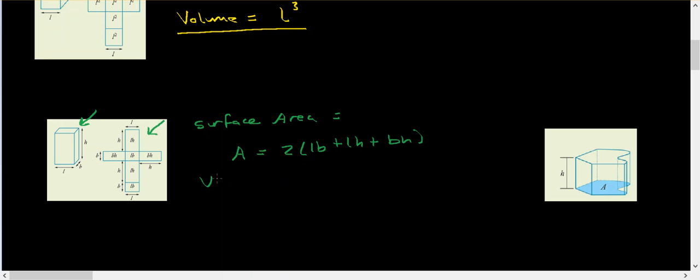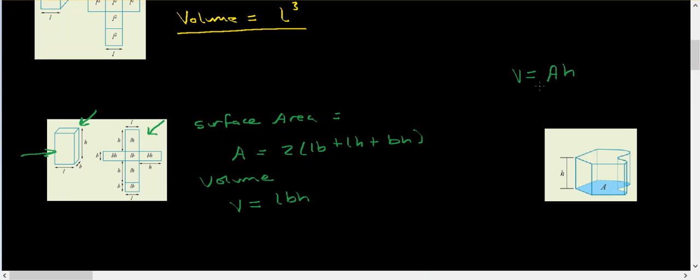Now if you want to get the volume, the volume is equal to length by breadth by height. So it's just this here. Another, more general way to look at it: volume is equal to area by height.